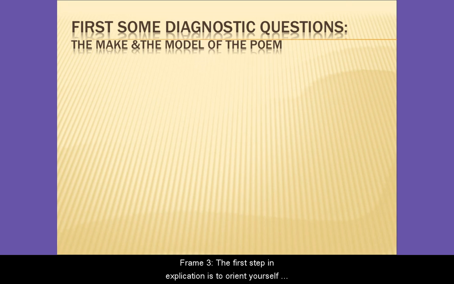The first step in explication is to orient yourself as to what is happening in the poem. It is best to ask a couple diagnostic questions. Please remember, the answer to these questions isn't yet analysis. These aren't even interesting questions exactly. But if we remember from the other lectures, it is best to know the basic facts of something so we don't waste our time interpreting things that are already given. The answers to these questions lead to the better questions.